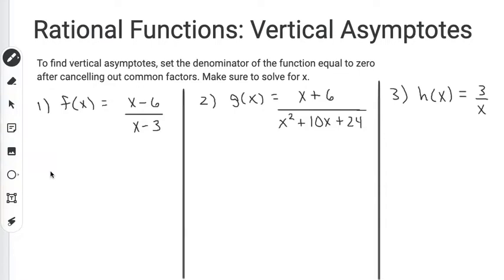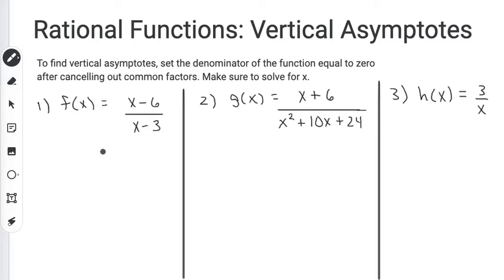by 0. But what you want to do to find vertical asymptotes is take that denominator and set it equal to 0 and figure out what values of x make the denominator equal to 0. But before you do that, you're going to want to factor as much as you can and then cancel out common factors. So let's look at this first one right here. I've got f of x is equal to x minus 6 over x minus 3.